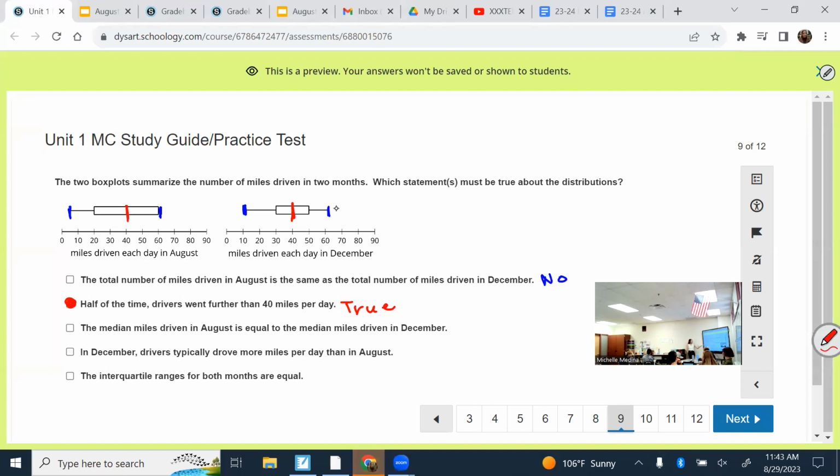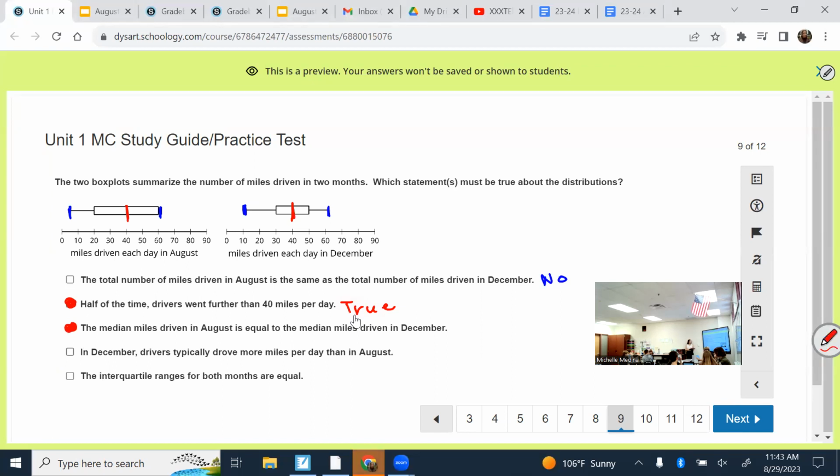The median miles driven in August is equal to the median miles driven in December. True or false? True. The part that tells you the median is that middle line of the box. They're both on 40, so that is true.